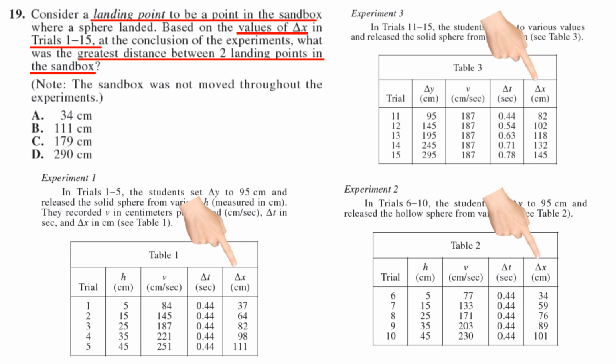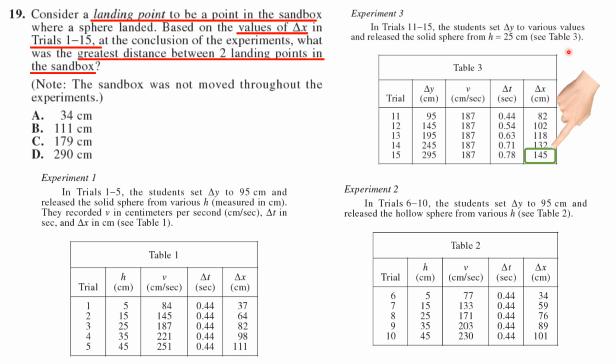This one takes a minute to think about, but what's the greatest distance between the shortest and longest? Just find the longest. Looking at all of them, it is 145, so you have to look at all the X columns in each experiment, and 145 is the longest. Which one's the shortest distance? 34. So what's the difference? 145 minus 34 is 111. So your answer is B.